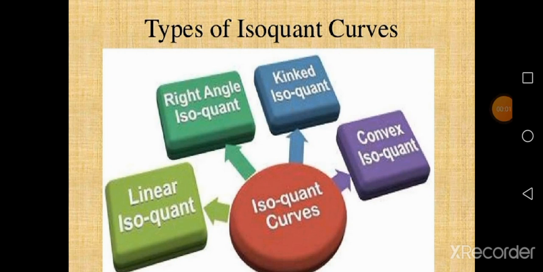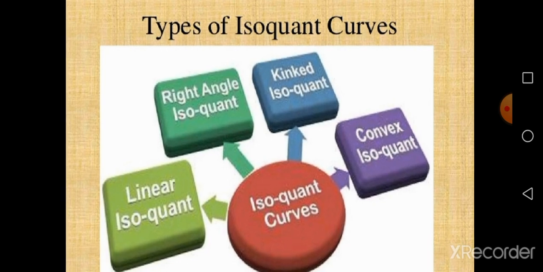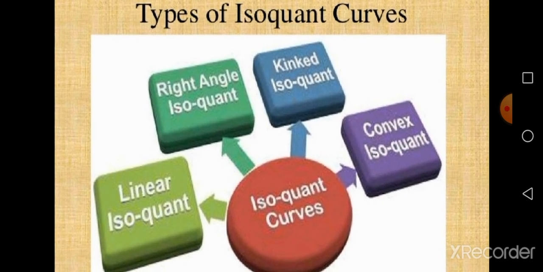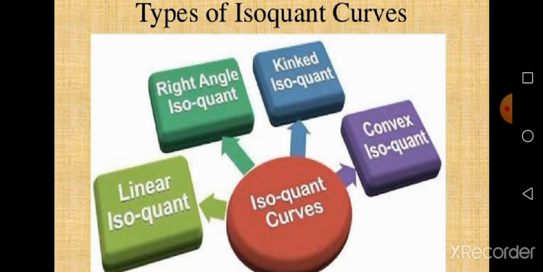So now you clearly understand the features of an isoquant. It is convex to the origin. Two isoquant curves do not intersect each other, and it touches neither the x-axis nor the y-axis. And it is downward sloping. That is one of the features of an isoquant curve.